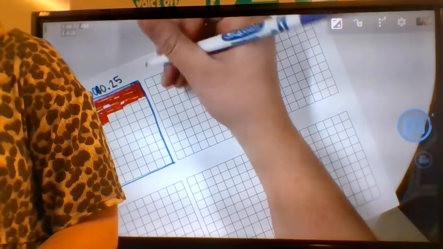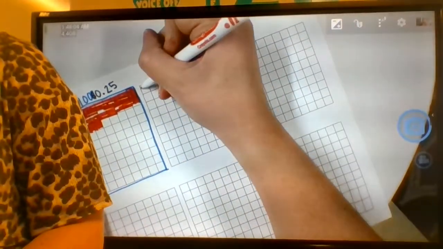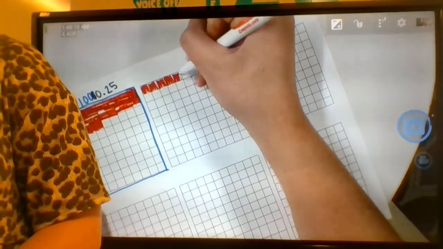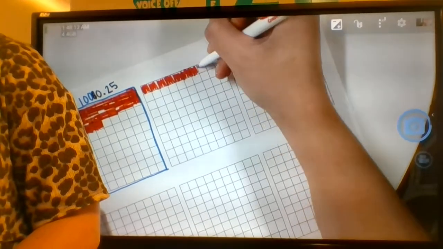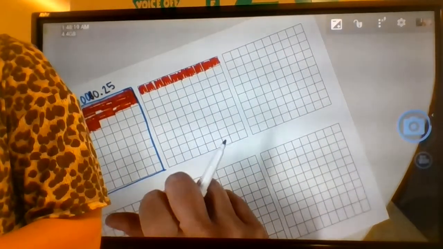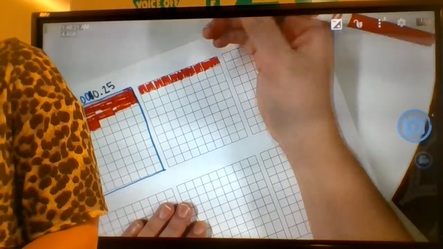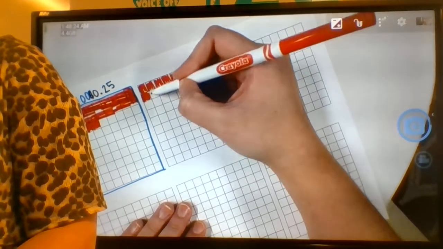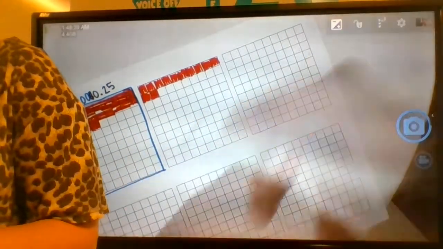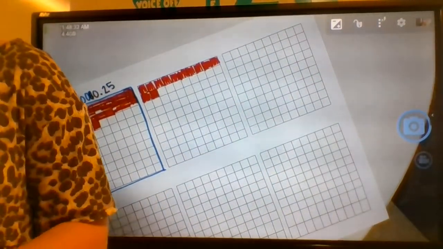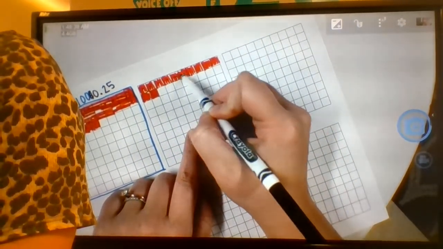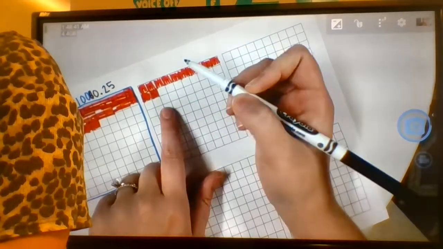So if I have 1 dime, we know that a dime is 10. 1, 2, 3, 4, 5, 6, 7, 8, 9, 10. If I have 1 dime and 2 pennies, and we know a penny is worth 1. And now I'm going to count it. 1, 2, 3, 4, 5, 6, 7, 8, 9, 10, 11, 12.